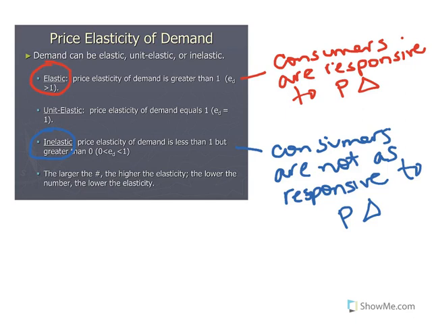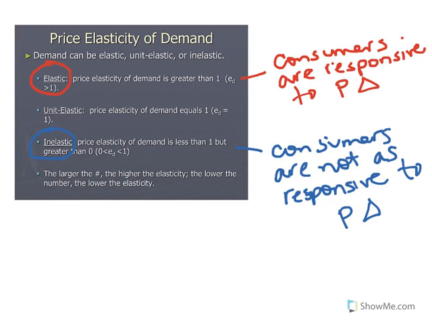So let's say the price of gasoline increased by 5%. But I only decreased my consumption of gasoline by 1%. So again, I'm going to come up with a number that is less than 1, which means my demand for gasoline is inelastic. When there's a 1% increase in the price of this good, the quantity I demand is going to decrease by less than 1%.